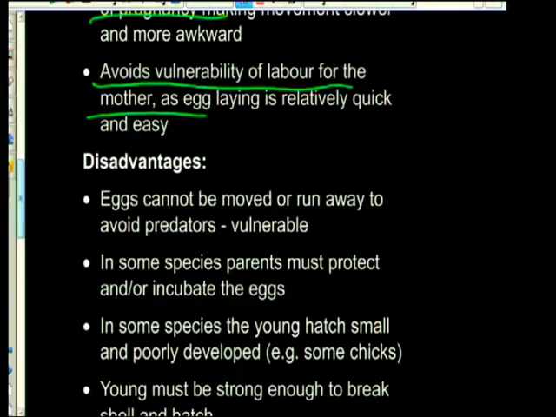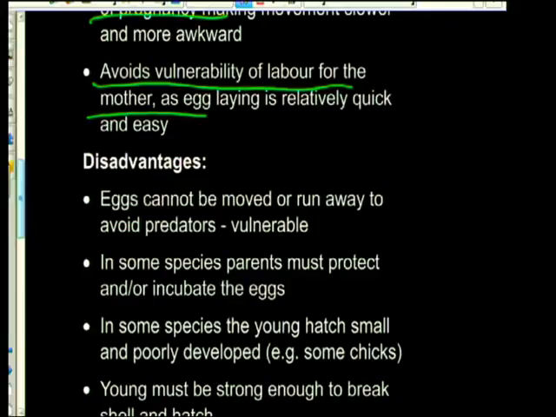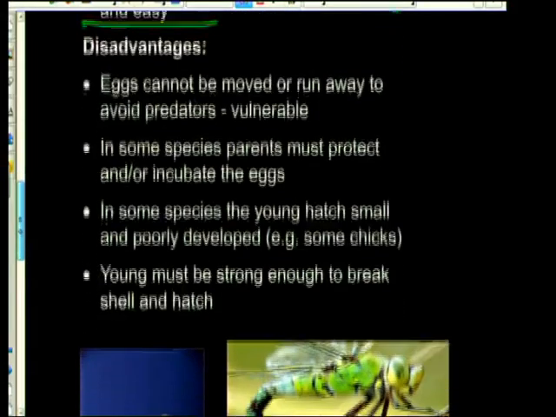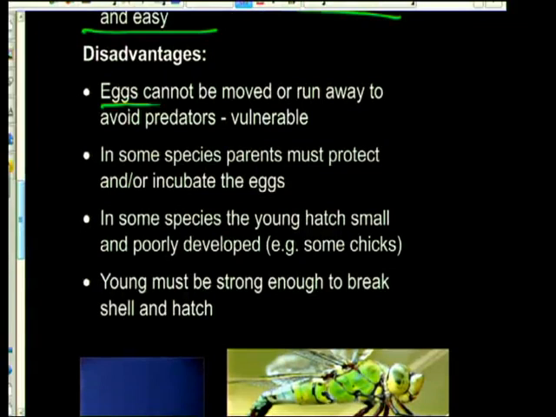It avoids the vulnerability of labor for the mother. Remember, when labor takes place, what is labor again from reproduction? Labor is that stage when the reproductive muscles of the uterus and the abdominal muscles are contracting and relaxing to push the baby out. So it's a time when the mother will be vulnerable. Imagine the mother is giving birth and there's a predator coming. What can she do? She's vulnerable in that time, prone to any danger. So egg laying is relatively quick and easy.